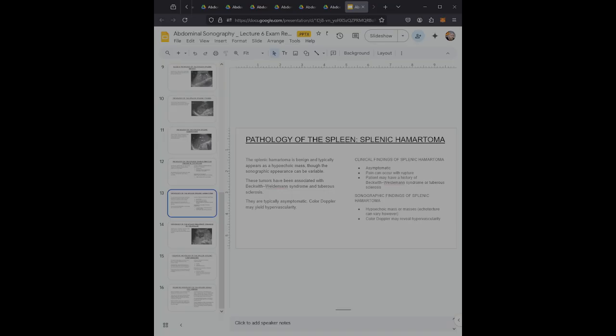Splenic hamartomas. The splenic hamartoma is quite benign and typically appears as a hypoechoic mass, though the sonographic appearance can be variable. These tumors have been associated with Beckwith-Wiedemann syndrome and tuberous sclerosis. Clinically, patients might be asymptomatic, they can have pain, and they might have a history of Beckwith-Wiedemann syndrome. Sonographically, we see hypoechoic masses, and color Doppler may reveal hypervascularity.